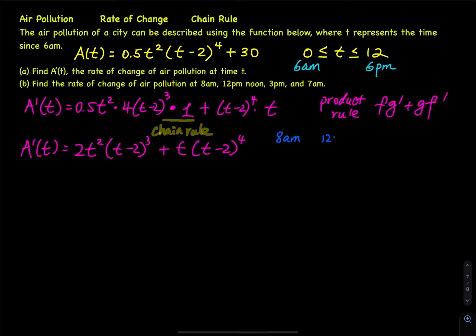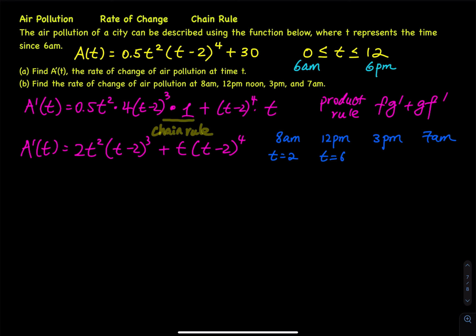And then 12 p.m., which is noon, and then 3 p.m., and then 7 a.m. So 8 a.m. is 2 hours after 6, right? So that means t equals 2. And then 12 p.m., noon, that is 6 hours after 6 a.m. So that is t equals 6. And then 3 p.m. So based on 12, you have to add 3 more hours to it.